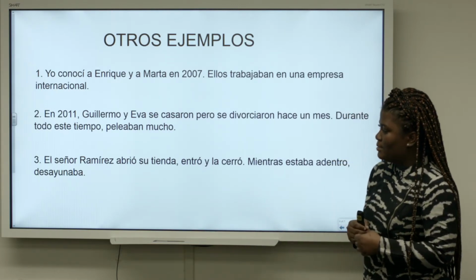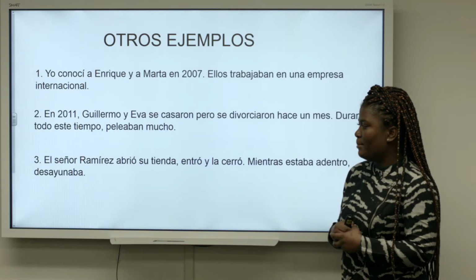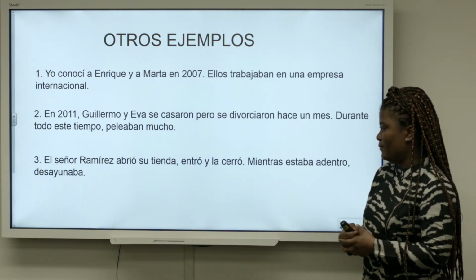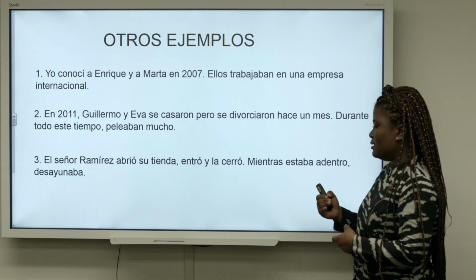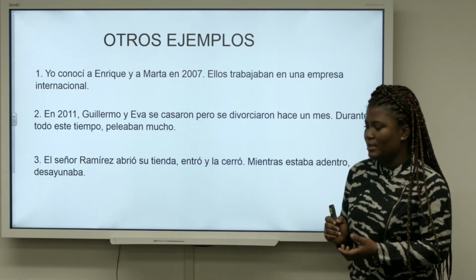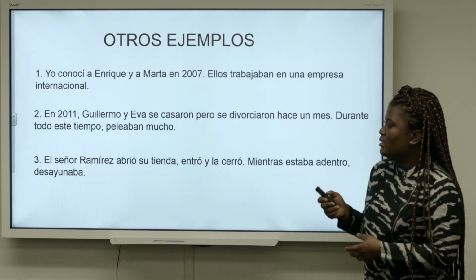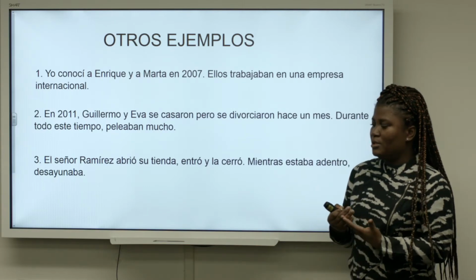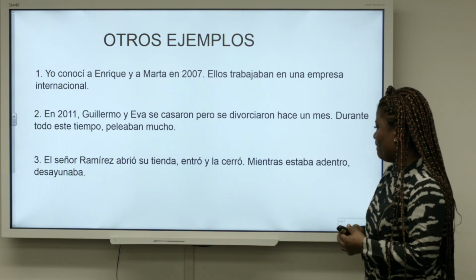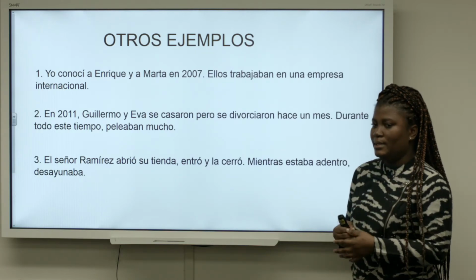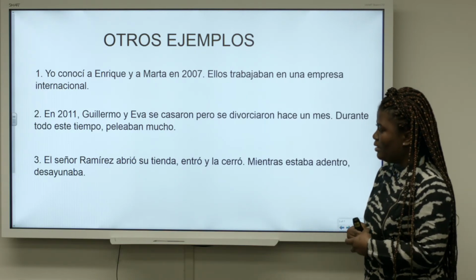Bien. The last sentence. El señor Ramírez abrió su tienda, entró y la cerró. Mientras estaba adentro, desayunaba. Mr. Ramirez opened his shop, entered it, and he closed it. While he was inside, he had his breakfast.